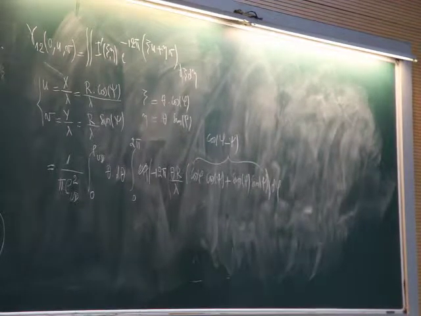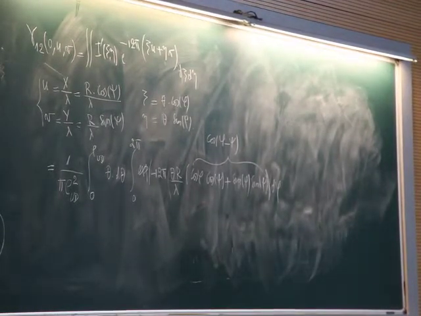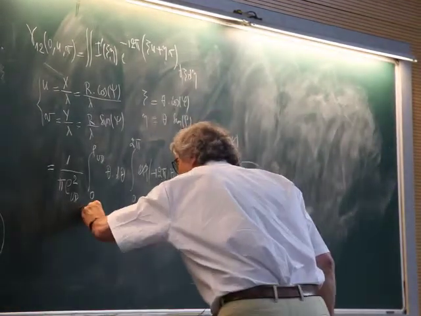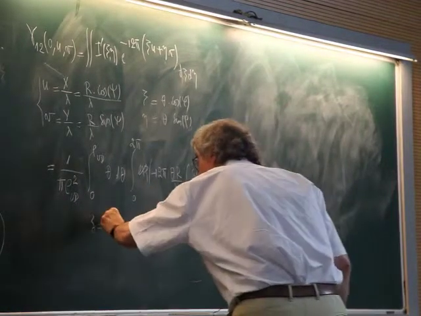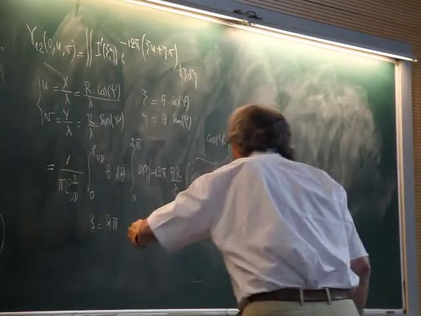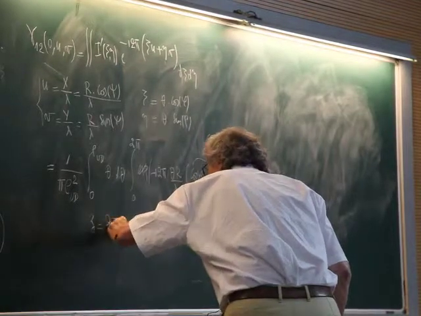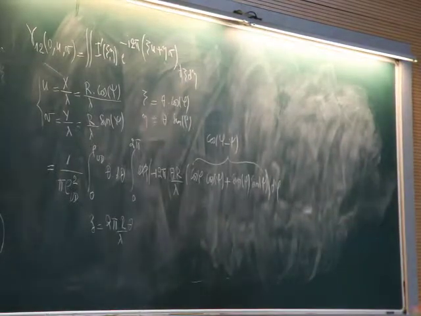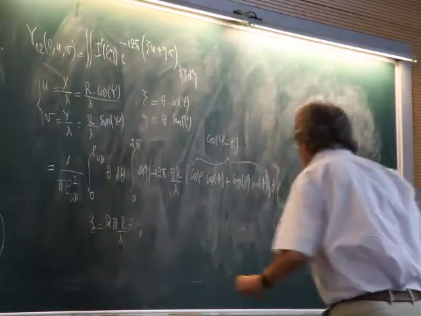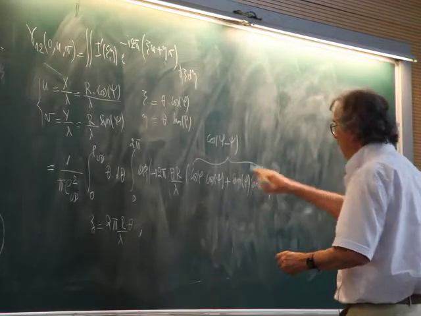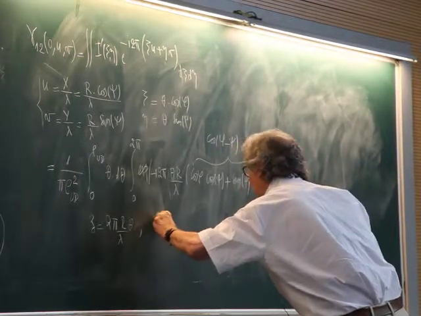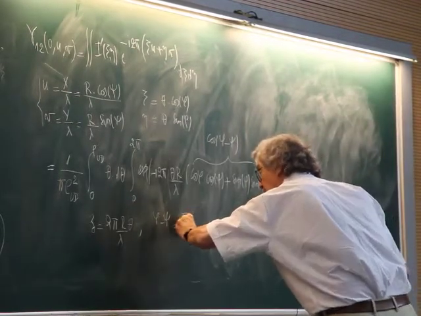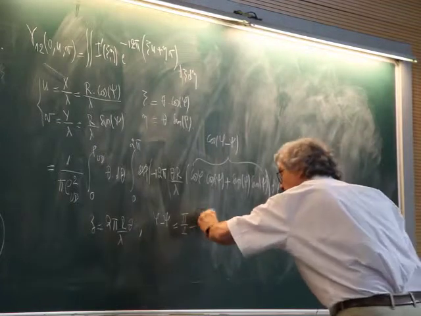Now, I continue. I will still make some variable changes. I will pose that z is equal to 2 pi r over lambda times theta. So still a change of variable. And now still another one. I will pose that phi minus psi is equal to half pi minus a big phi.